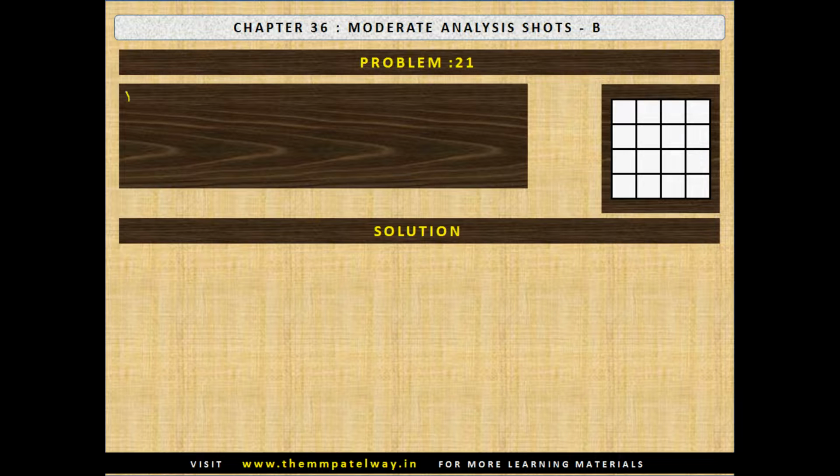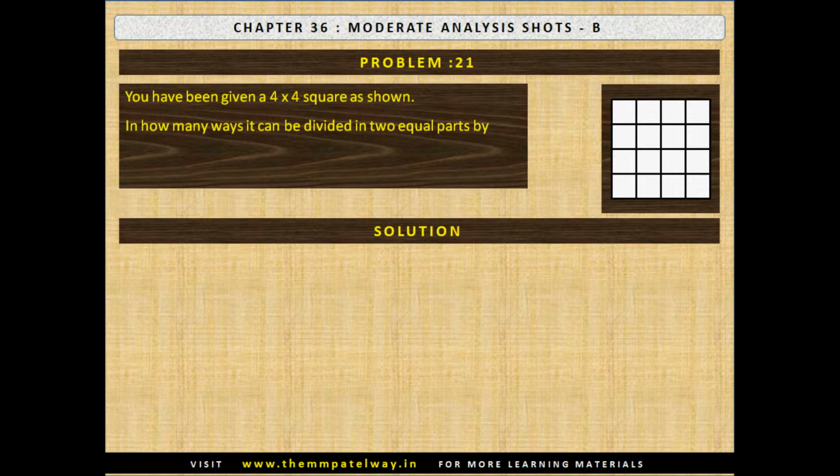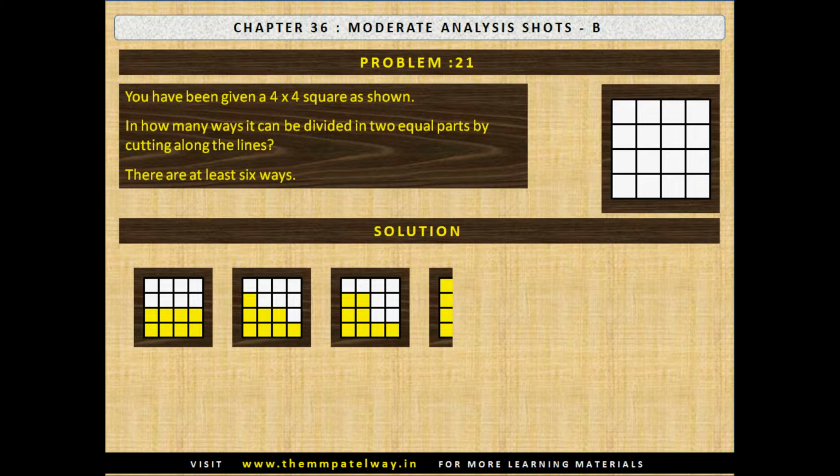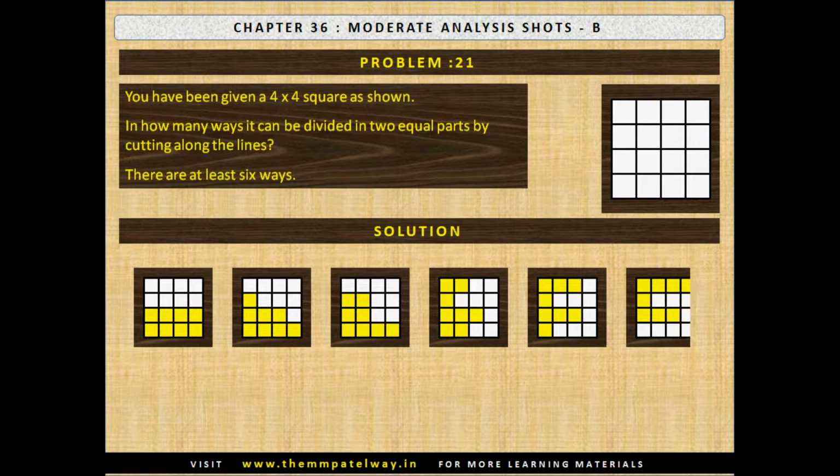Problem number 21. You have been given a 4 into 4 square as shown. In how many ways it can be divided into equal parts by cutting along the lines? There are at least 6 ways. Now stop the video and solve the problem. The solution follows. 1, 2, 3, 4, 5 and 6. See if you can find more ways.